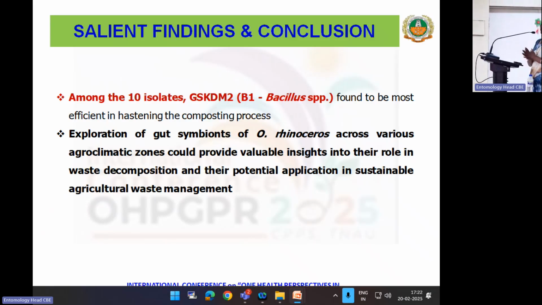So we can explore the gut symbionts of that beetle, adults as well as grubs, so that we could arrive at definitely a solution for composting the waste. So we can avoid the pollution because of this waste accumulation in the ensuing period. This is basic, and it will be further worked into thesis research work.